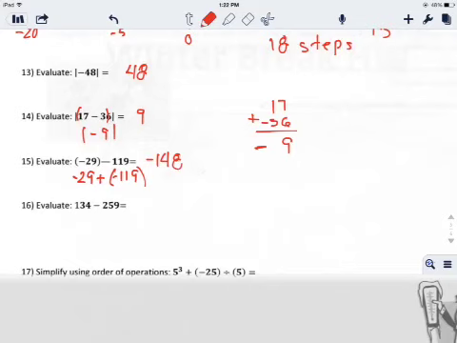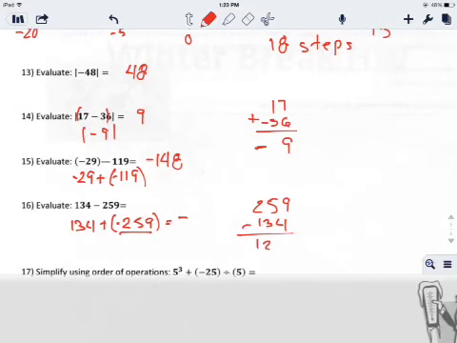Here, a subtraction, again, I'm going to rewrite it. That's 134 plus the opposite of 259. Right, we get rid of subtraction. And we see here, again, the negative team is going to win because it has the higher absolute value, the greater number of points. And let's find out what? See, 259 minus 134 comes out to be 125. So that's negative 125. Remember, there's no absolute value signs here, so we're just going to stick with our answer here.